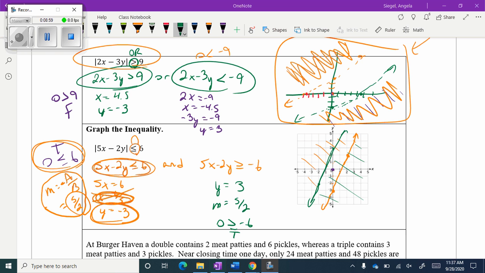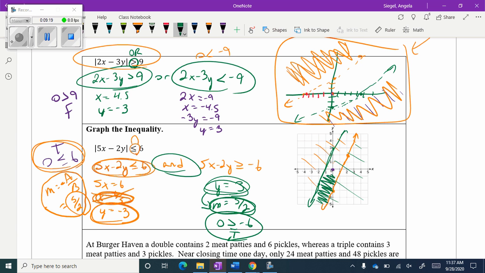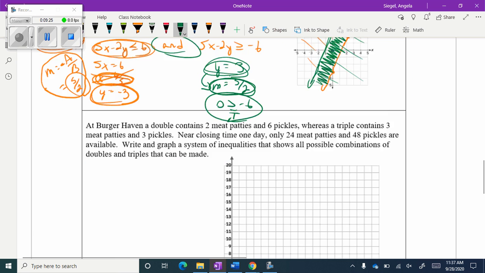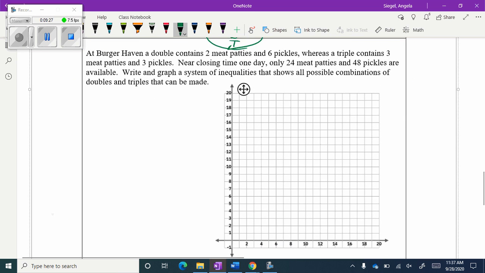For this one, I noticed that my slopes were the same. Just like the last one, they're parallel. And I did the same thing. I found my y-intercept and used the slope to graph it. And it was true as well. So it's going down, this is going up. Because it's an and, I am just worried about this in the middle as my solution. So that is it.